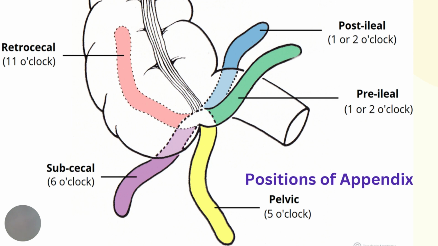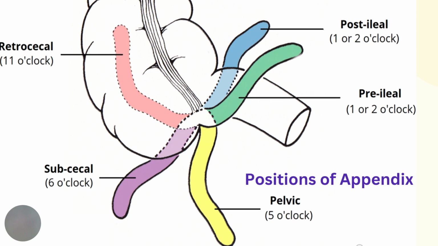The position of appendix is never constant. The commonest position of appendix is retrocecal or 11 o'clock position, which is present in about 74% of cases. In around 22% cases, the position is pelvic or 5 o'clock. The other positions are post-ileal, pre-ileal, or subcecal positions, which are quite rare and are about 1 to 2% in incidence.